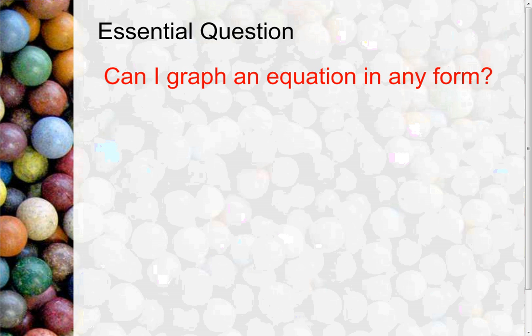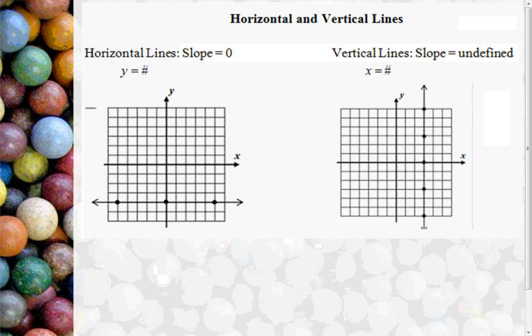All right, so can I graph an equation in any form? Okay, great. Yes, I'm sure you can. All right, here's the deal. Horizontal lines, like the horizon, are flat. Notice here, this is my horizontal line. And in this case, it's y equals any number, because on every single one of these points we have the same y value. Every one. In this case, the y values are all at -4.